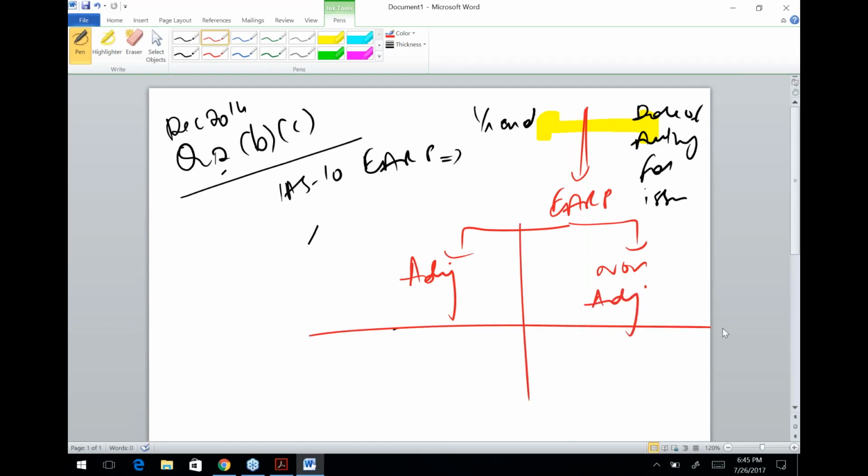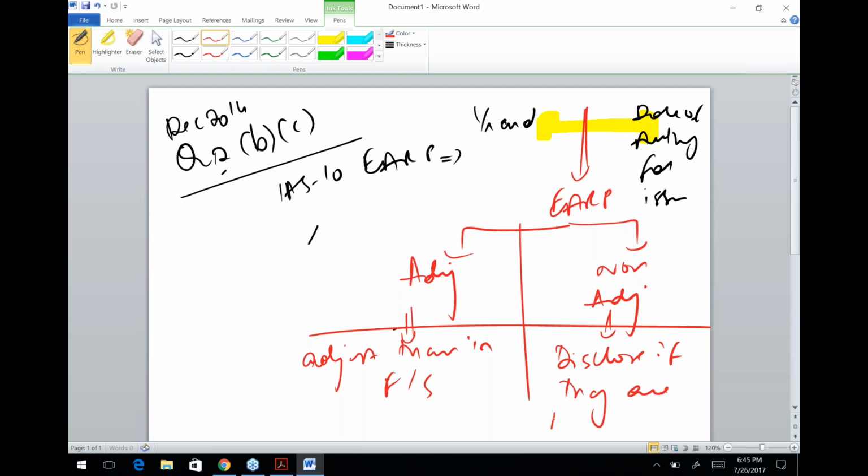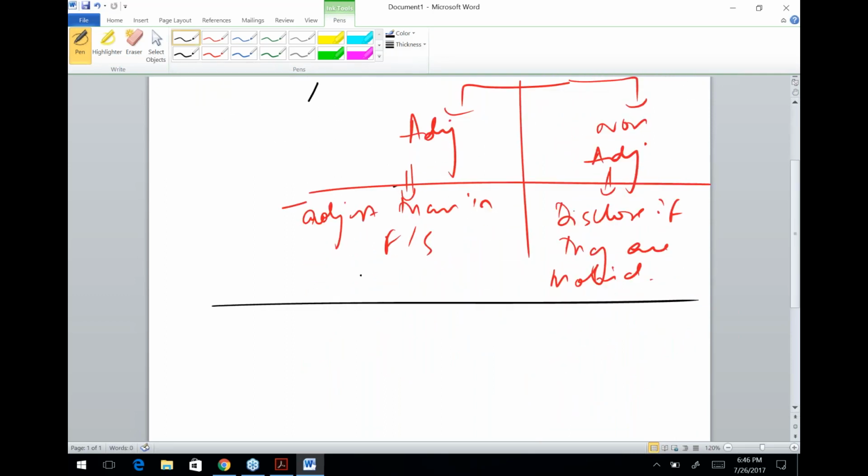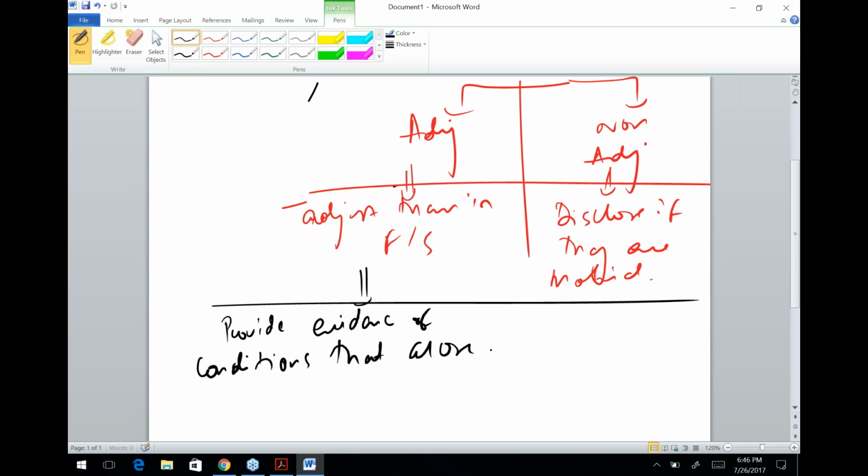So what exactly is the accounting treatment for adjusting and for non-adjusting events? For adjusting events, we adjust them in the financial statements, and non-adjusting events are disclosed if they are material. If you recall what IAS 10 says, adjusting events are those events that provide evidence of conditions that existed at year end, and non-adjusting events indicate the events that arose after year end.